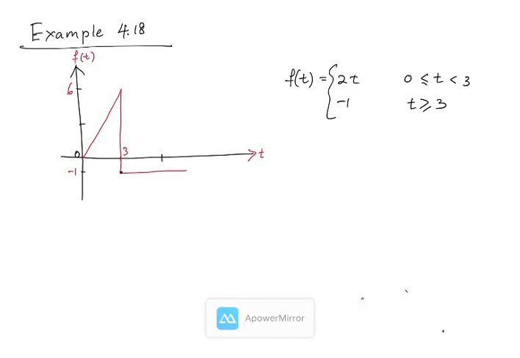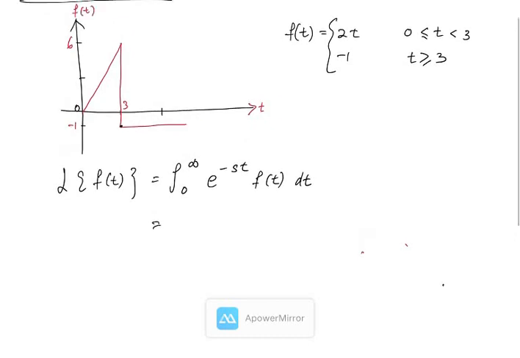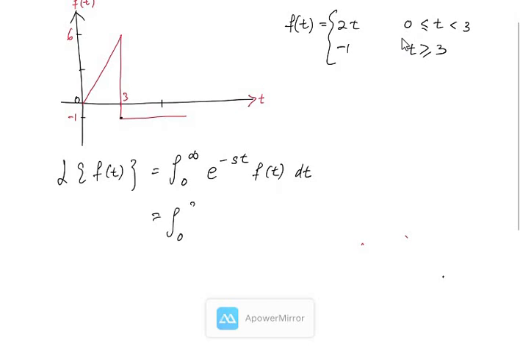So by definition of the Laplace transform, the Laplace transform of f(t) is the integration from 0 to infinity of exponent negative st times f(t) dt. So based on the function that we define here, we can say that it is the integration from 0 to 3 of exponent negative st times 2t dt, plus the integration from 3 to infinity of exponent negative st multiplied with negative 1 dt.